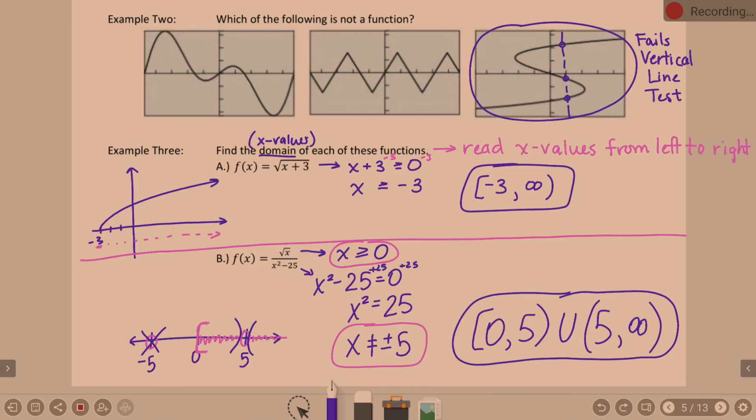Why can't you have that positive 5? Because it would make my denominator 0 here. 5 squared would be 25, minus 25, it makes my denominator 0, and we can't divide by 0. You can do 0 divided by something, but if you try and divide by 0, you're going to get an error. I can't take my 10 cookies and divide them into 0 groups.